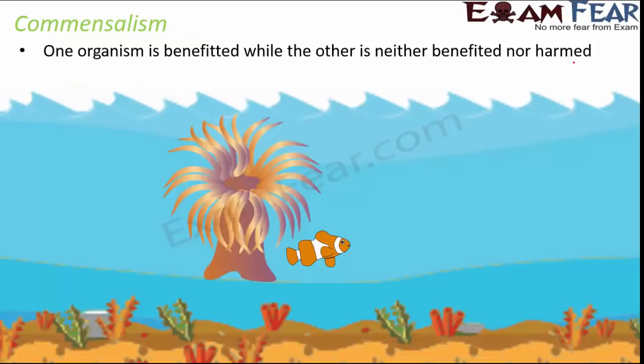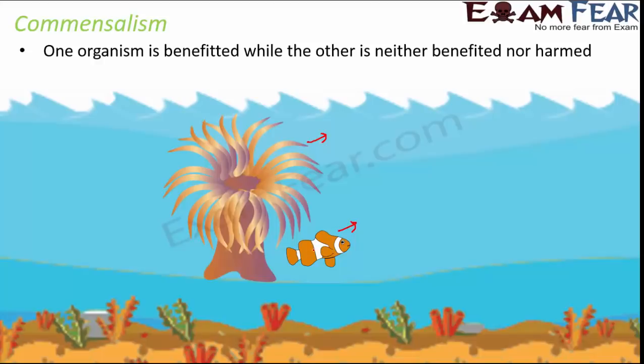And then commensalism, where one organism is benefited while the other is neither harmed nor benefited. So the best example is that of the sea anemone and the clownfish. So you see the clownfish here, the sea anemone here. Now the sea anemone has tentacles, right? And those tentacles keep moving. So because of those moving tentacles, other organisms inside the sea do not come near the sea anemone.